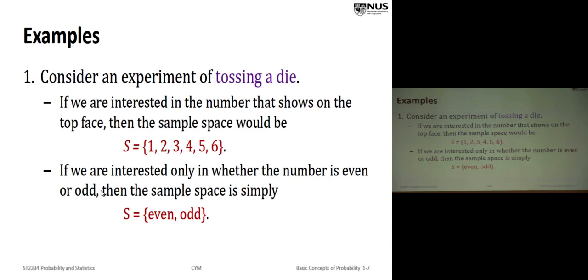So here's another example. You could also evaluate this experiment in a different way. The way I evaluated it before was that I was only interested in the face value that the die took when it lands. But you could also think about the sample space of only being interested in whether that is even or odd. The most obvious example of where you'd be interested in this would be some sort of game or betting experience. So even or odd would be another collection where I'm only interested in these two outcomes.